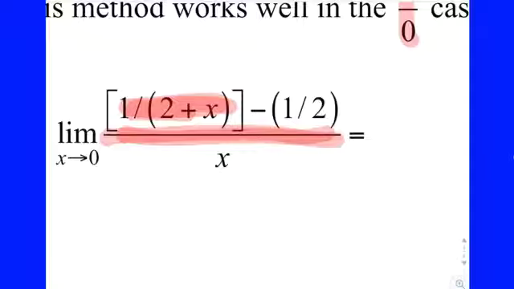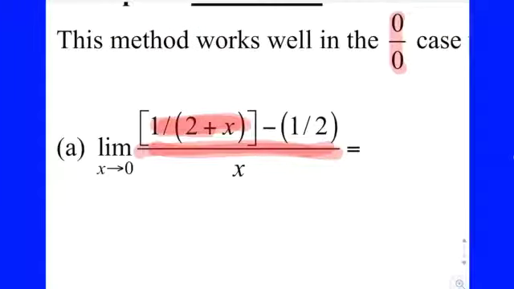Now, first again, direct sub. If you plug in a 0, you get 1/2 minus 1/2, that's 0 over 0. If you plugged in and got like 5, that would be the answer. If you plugged in and got like 0 over 5, the answer would be 0. But because we got 0 over 0, we know the function value doesn't exist. The graph has a hole there. We need to find the y value.